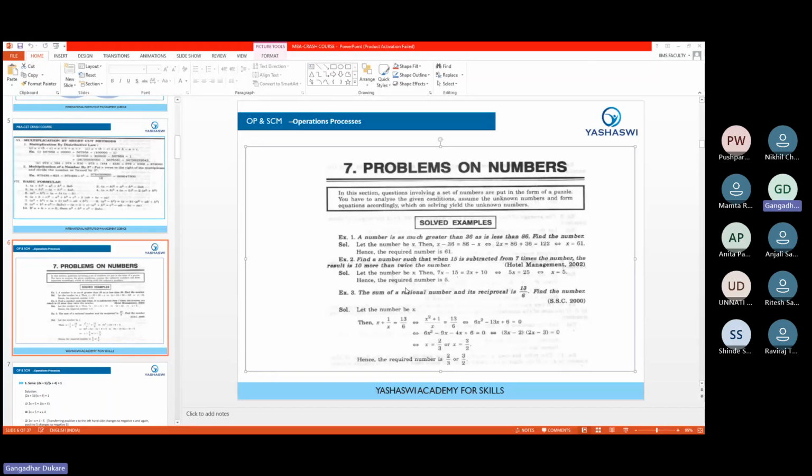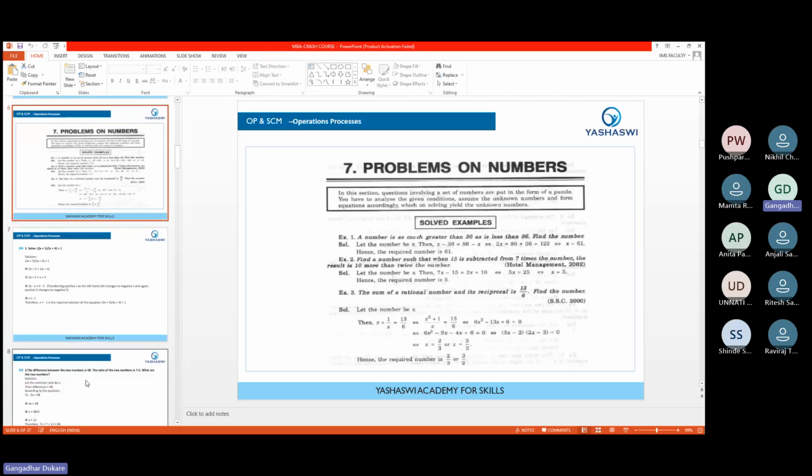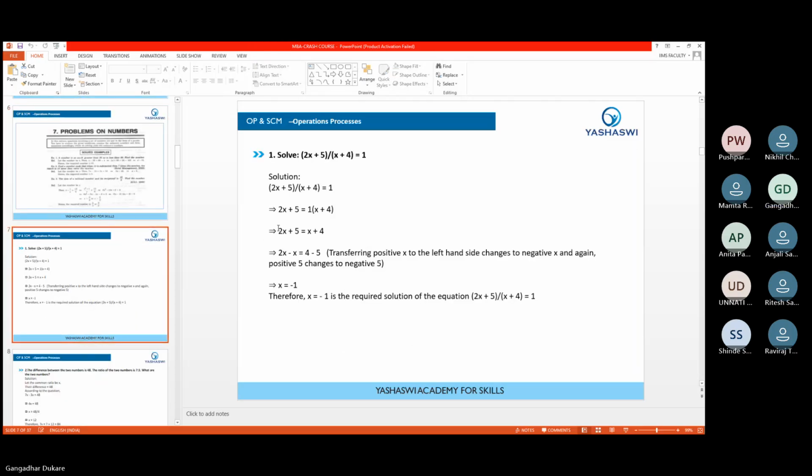Okay, I understand the problems on numbers. So we'll go with another problem. Sometimes they give the equations like this. To solve, the equation is given directly here. There is no number form given. They directly give the equation, like 2x plus 5 upon x plus 4 equal to 1. That is easy to calculate with only simple calculation, that is cross multiplication.